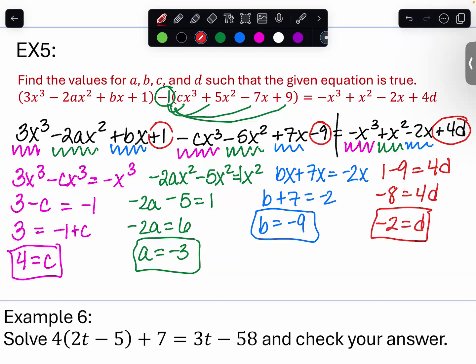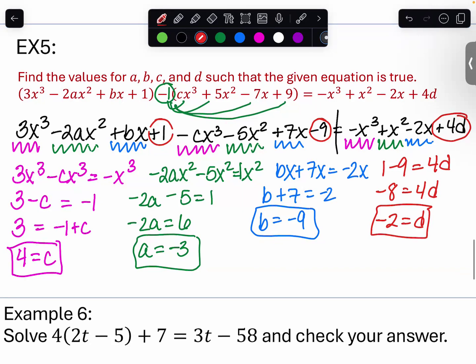Now notice if you plugged in all those values back into our equation that we just found, you would indeed have that the left-hand side of the equation simplifies exactly to the right-hand side of our equation.